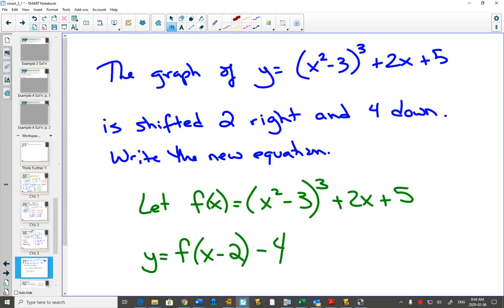Now, how do functions work? If I have f of x minus 2, that means in my original function, wherever, here's my x, here's an x, here's an x. So if you have function notation and you're now replacing that x with x minus 2, wherever you had an x originally, you now have an x minus 2.